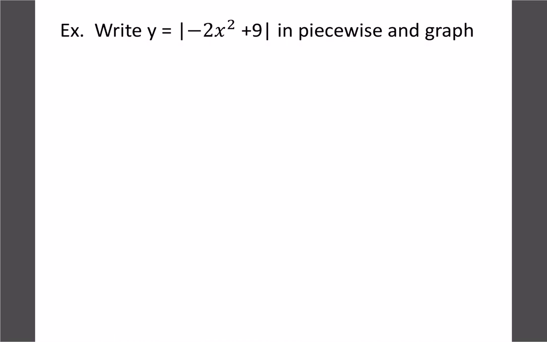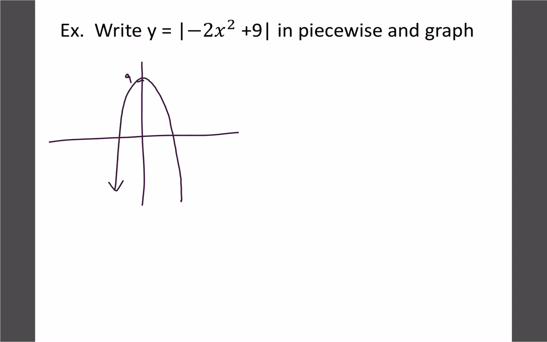So let's do one more. Here we got minus 2x squared plus 9. So let's think about what our original would look like. Our original is going to go up through 9 and negative 2, so it's going to be an upside down quadratic, something like that. So our absolute value is actually going to be a W shape again, but you can see this bottom part would reflect up, our middle part would be the same, and then this other part would reflect up.